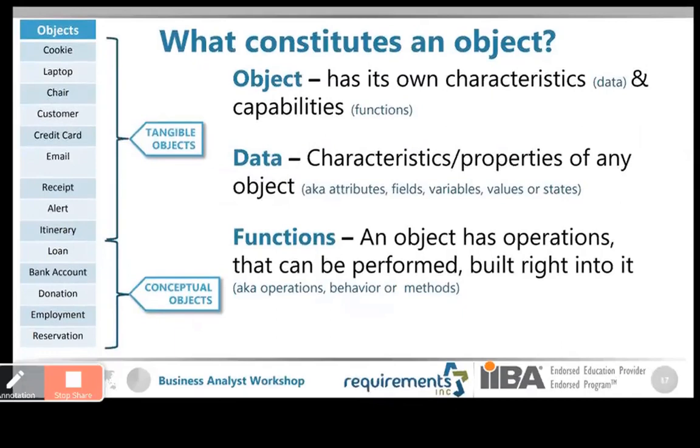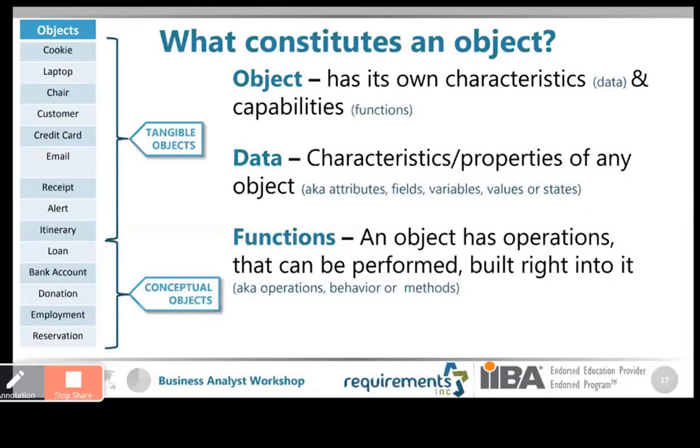Now we discussed the object having data and functions, okay? And now one more key distinction here. Some objects are tangible, like cookie, laptop, chair, things around you, right? Some objects, even that we speak of on a regular English basis, are not tangible. They are like concepts. They are made up to be referenced as an object. For example, loan, bank account, donation, right?